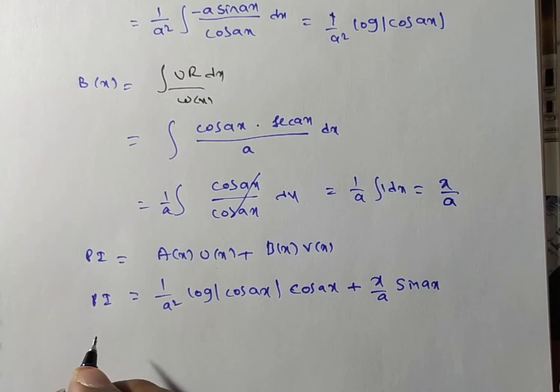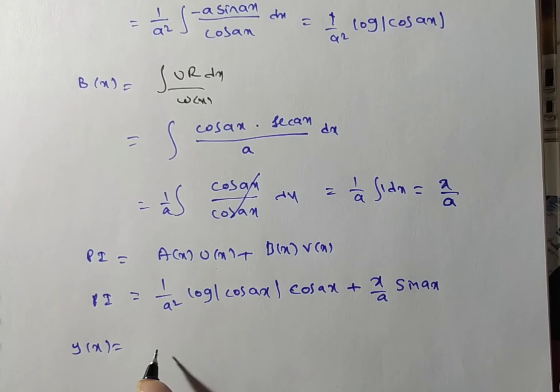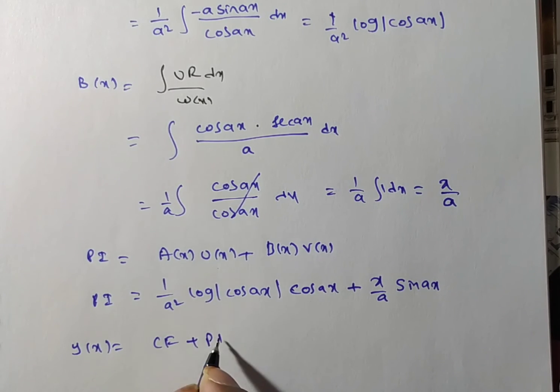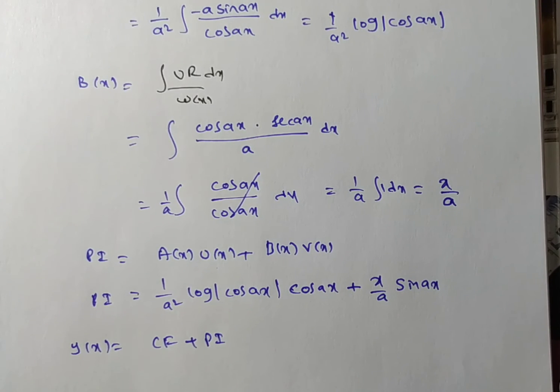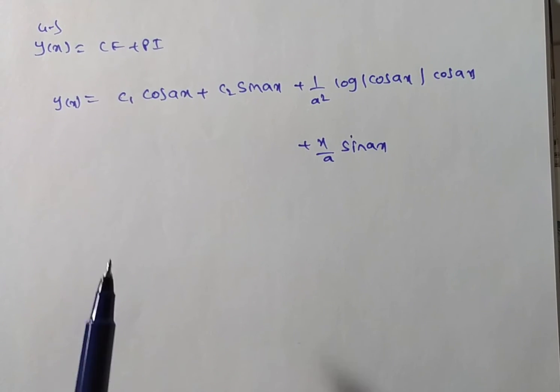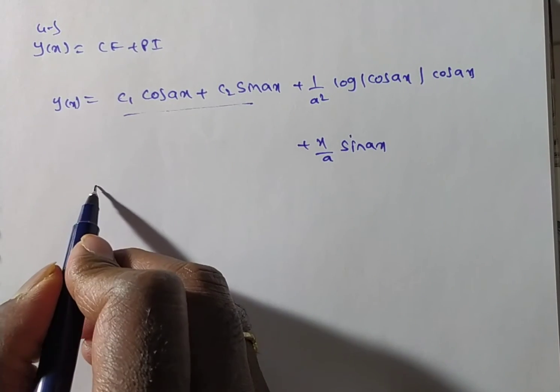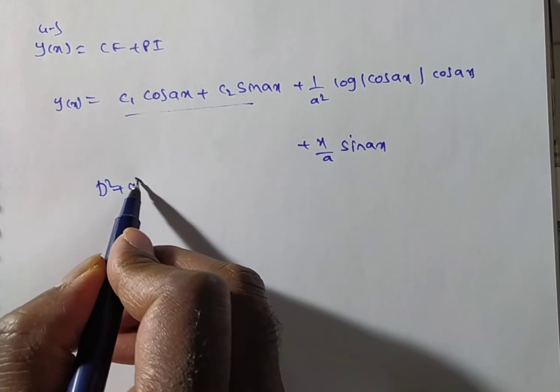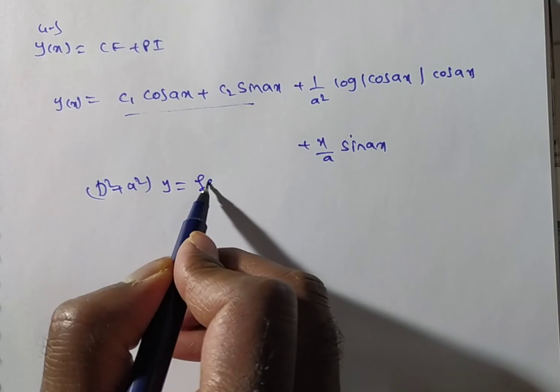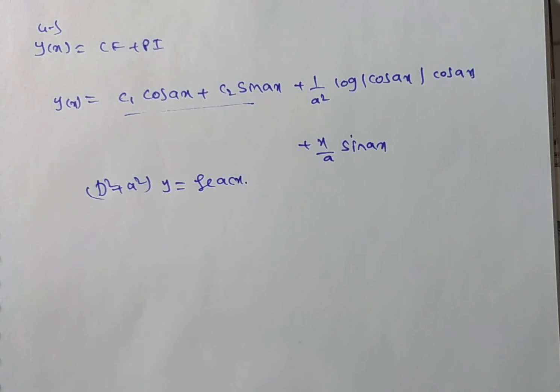Now the general solution is y of x is equal to complementary function plus particular integral. Okay, the general solution we have is complementary function plus particular integral. So we need to write the CF value and PI value. So here I have written CF and PI. So this is the solution for d square plus a square into y is equal to secant ax. This is the first problem.